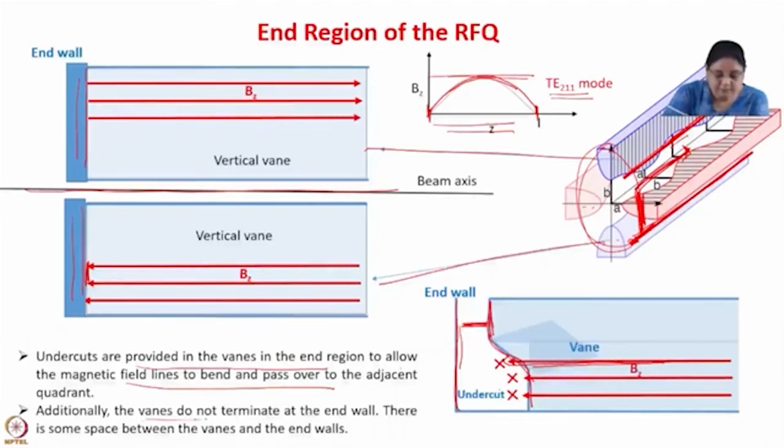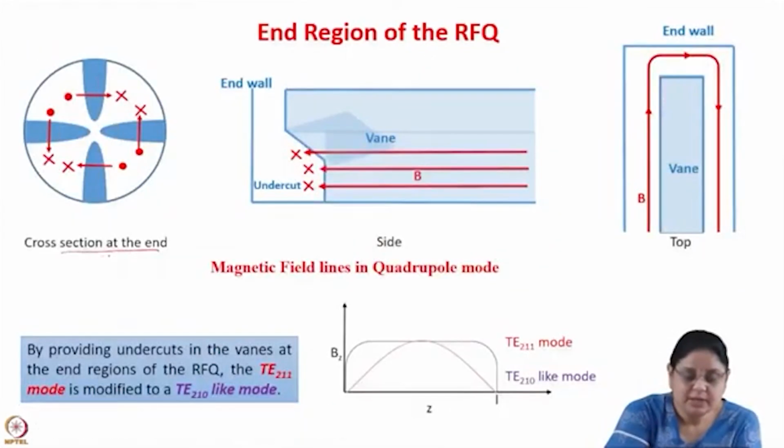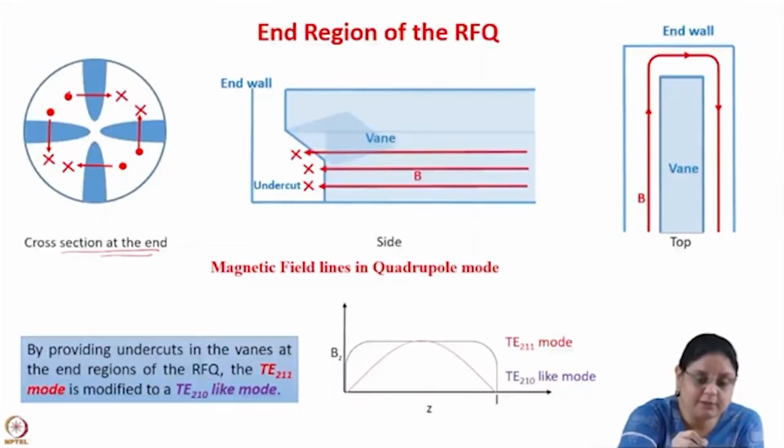So additionally, vanes do not terminate at the end walls. There is some space between the vanes and the end walls. If you see the cross section at the end, these are the 4 vanes, and there is some space between the vanes and the end wall. Magnetic field lines are coming like this, and then they turn over the vanes and move into the next quadrant. Similarly, they turn over this vane and move on to the next quadrant.